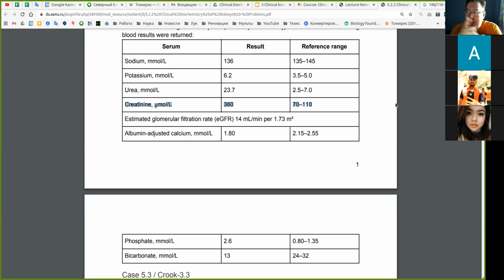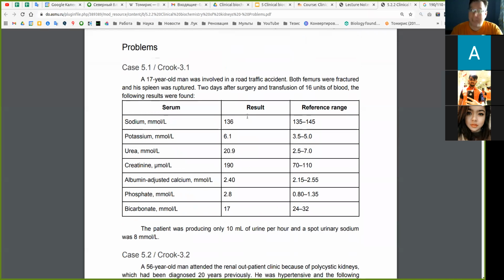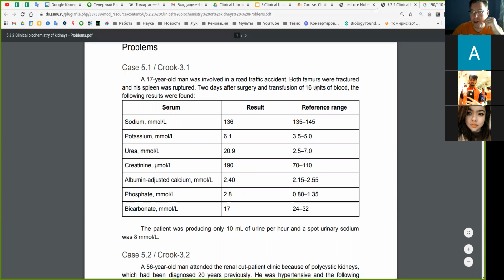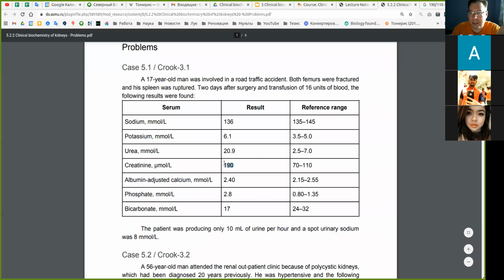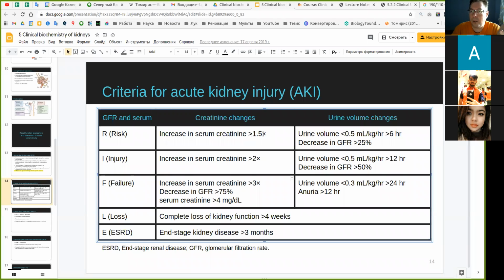You have to write two points. The first one is what happened with this patient. So in the first case we see acute damage of kidneys. This is the first point. The second, you have to estimate the stage of damage of the kidneys. In the first case we see a risk stage of damage, acute damage of kidneys. Risk stage because of the concentration of creatinine, approximately 1.7. It's more than 1.5, but lesser than 2.0. So it's a risk stage of damage.